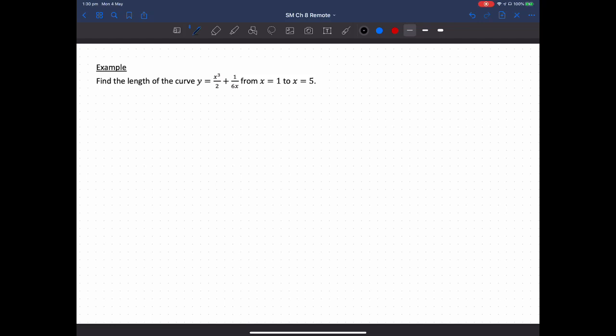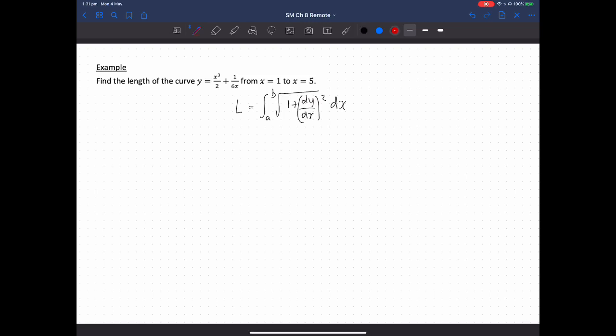Question where we've been asked to find the length of the curve y equals x cubed on 2 plus 1 on 6x from x equals 1 to x is equal to 5. We know our formula for working out the length of the curve is: length is the integral from a to b of the square root of 1 plus (dy/dx) all squared dx.